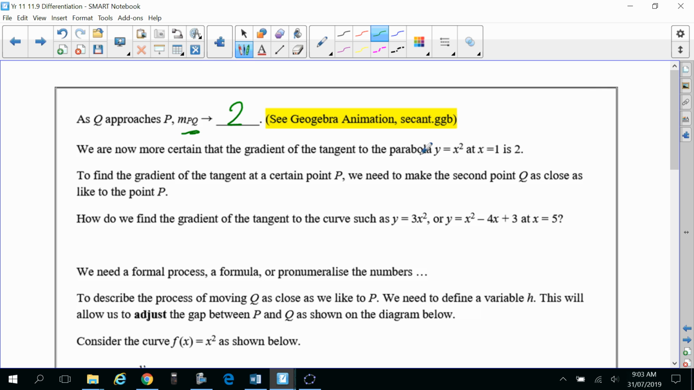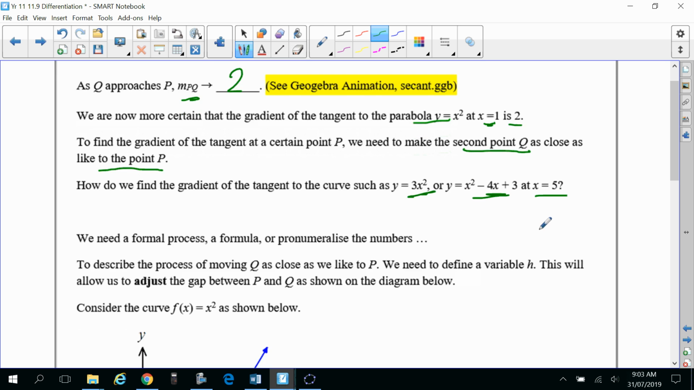So if you read the following, we are now more certain that the gradient of the tangent to the parabola is exactly 2 at x equal to 1. But how about x equal to 2, x equal to 3? Do we have to do that each time? We want a more formal procedure. To find the gradient of the tangent at any point P, we need to make the second point Q as close as we like to the point P. How do we find the gradient of the tangent to this F?